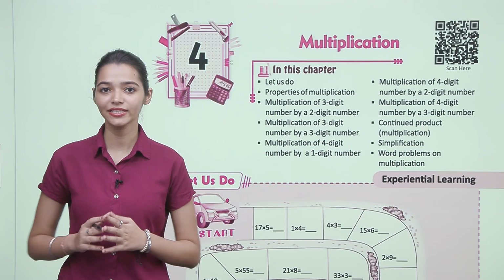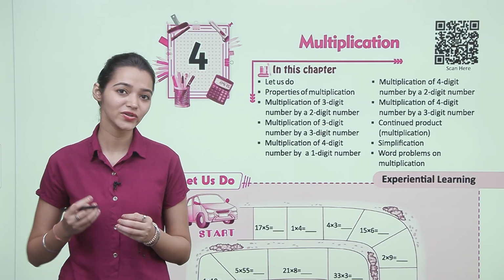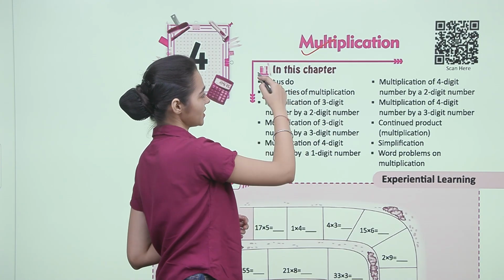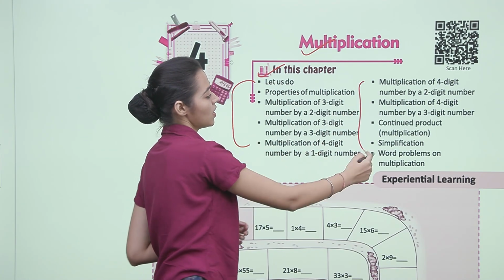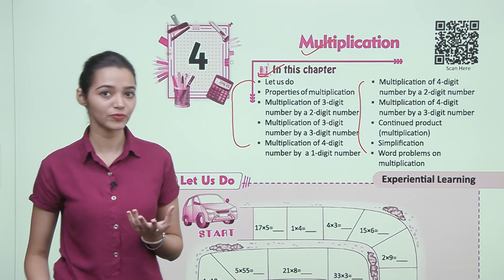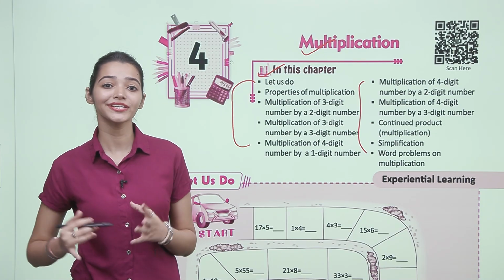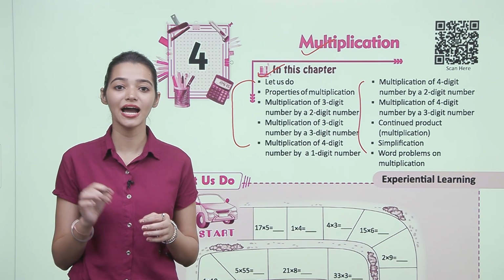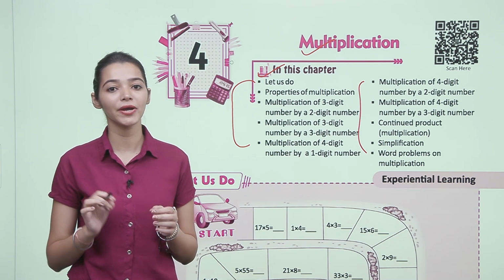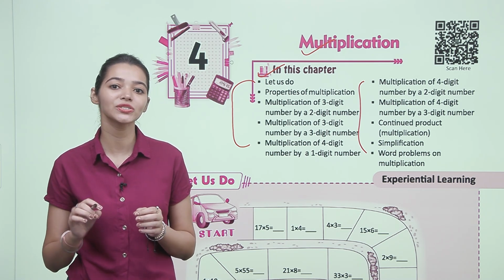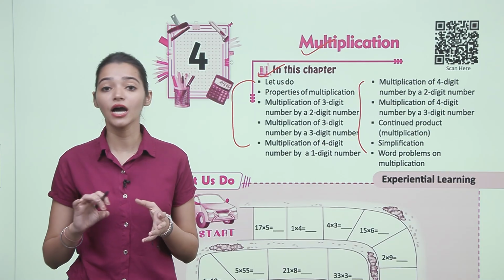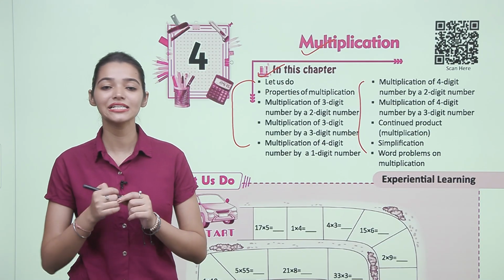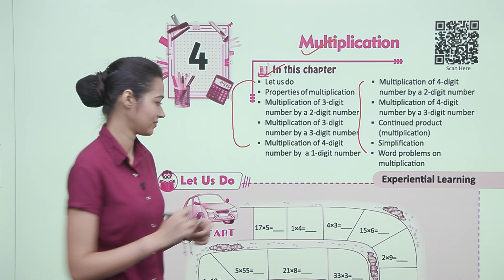My name is Renu Rathi and today we will be learning a very interesting and very relatable chapter, that is multiplication. In this chapter, we will revise what we have learned in the previous classes. Let us do properties of multiplication, multiplication of 3 digit by 2 digit and 3 digit by 3 digit, and multiplication of 4 digit by 1 digit, 2 digit and 3 digit numbers. Then we will learn how to do multiplication by continued product, simplification and some word problems on multiplication.